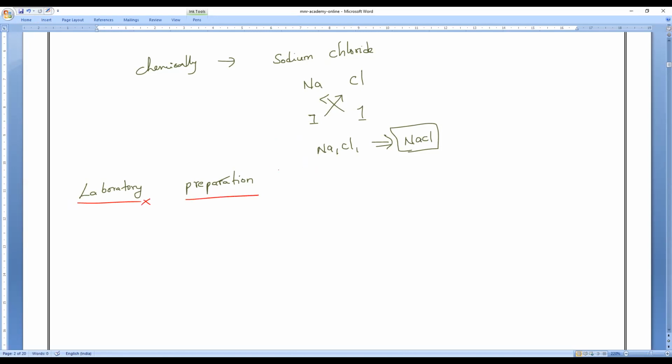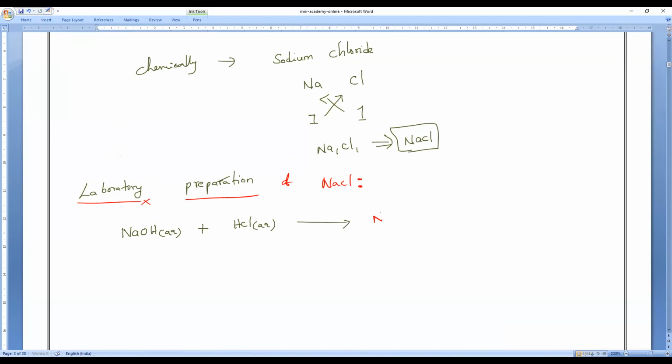So laboratory preparation of sodium chloride. If they specifically ask you in the exam, you have to write this. You all know the very popular equation for neutralization reaction. NaOH, a base, reacts with hydrochloric acid. Strong acid plus strong base will react and form neutral salt plus water.